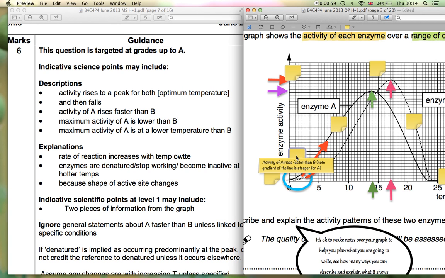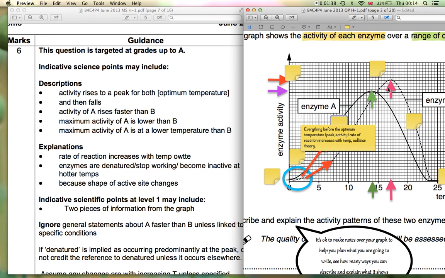The activity of A is steeper than B, so that's showing that it's getting more active more quickly than B. If you look, this gradient for A is steeper than B. It gets to a point where they're both rising pretty much the same speed, and before they get to their optimum temperature, as the temperature increases, the activity of the enzyme increases. This is due to collision theory, so the faster the enzymes are colliding with the substrate, the more active they will be as they get warmer, up to a point where there's a peak.